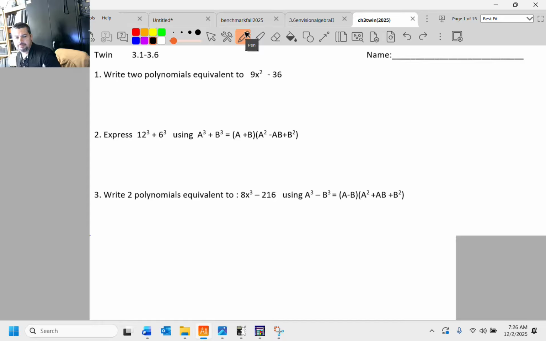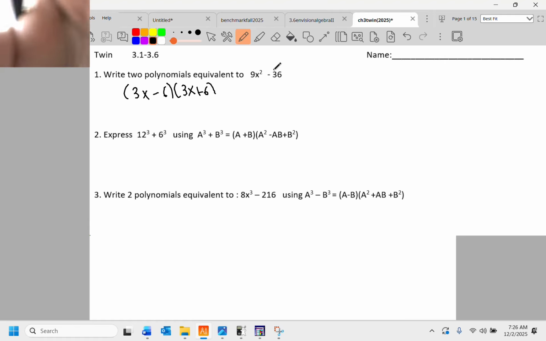First up, write two polynomials equivalent to 9x squared minus 36. So what I'm looking for here is one that you can factor, which would be 3x minus 6 times 3x plus 6, by the way, because 3x times 3x is 9x squared plus 18x minus 18x and then minus 36. And you can think about different ways of potentially factoring.